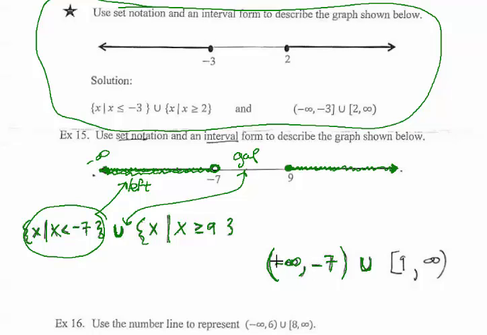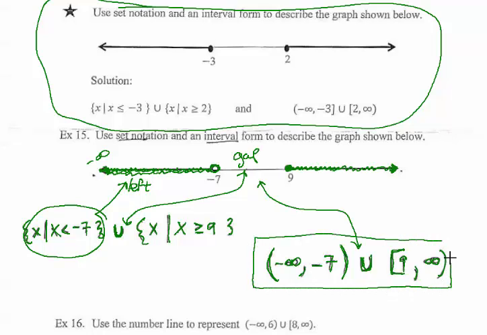So for the pair negative infinity, negative 7, we have a parenthesis beside the negative 7. We have a gap, so we use a union symbol, and then we pick it back up with 9, and we place a bracket beside the 9 because 9 is included in the interval. It has a solid dot. Beyond 9, we go all the way out to positive infinity. And so this completes our interval notation.